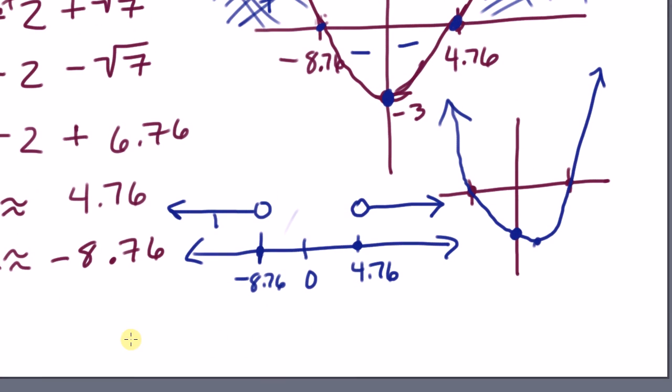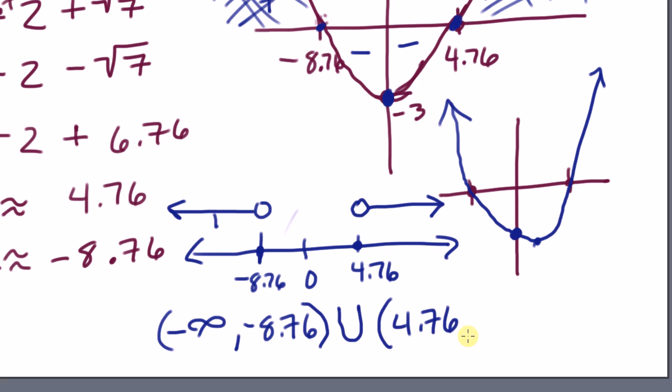And if I was to write this in interval notation, it would be from negative infinity to this value, negative 8.76, excluding, union from 4.76 off to infinity. And either one of these would be an acceptable solution, or you could have this. Just make sure you darken in that area. Alright, that was a fun problem. It was a tough problem. You had to know a lot to be able to figure it out, but I think we worked through it pretty well.